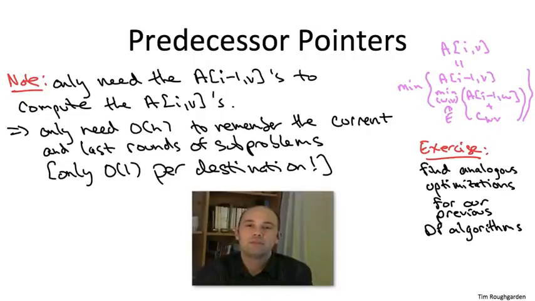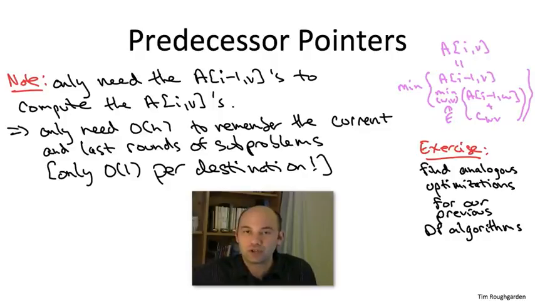So the answer depends. If all you care about is the value of an optimal solution and not the optimal solution itself, then you may as well just throw out all of these old subproblems that you don't need anymore to push the recurrence further. It's not going to hurt you at all. If, however, you want the optimal solution itself and not just its value, well, how did we actually accomplish that in the past?